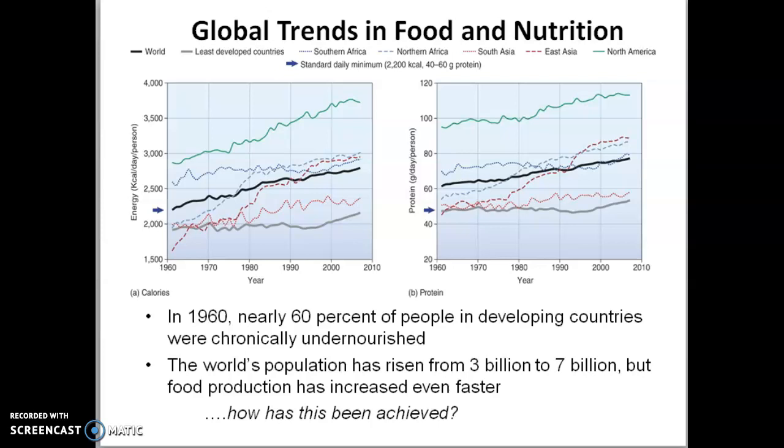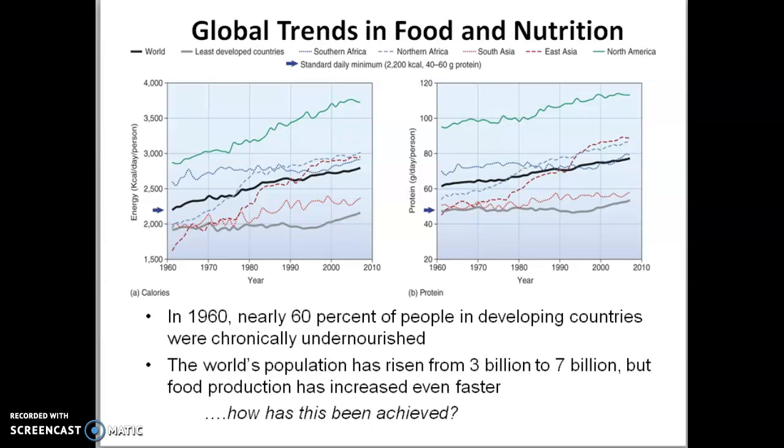So protein is largely from meats, fish, and dairy products. And again, we see the same patterns. Rapid increase in protein consumption over the last few decades. But again, these least developed countries are consuming a lot less protein. So way less than half of the protein per person that we consume in North America, for example.